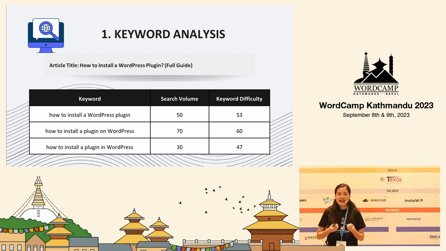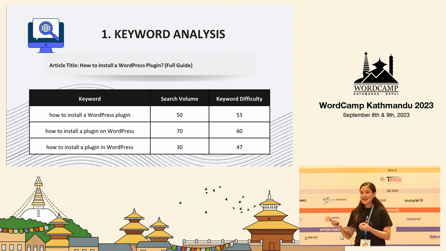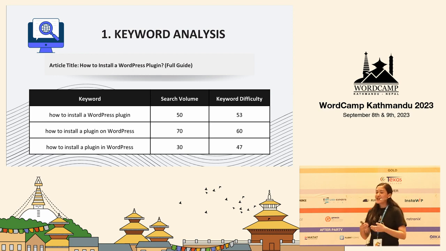Now you have to analyze those keywords, such as you have to find the search volume and keyword difficulty. For example, here is a table where you can see the different keywords for the title with their search volume and keyword difficulty. Among them, you have to choose the ones which has high search volume and low keyword difficulty. For example, in this table, the best focus keyword that can be for the article is how to install a WordPress plugin.